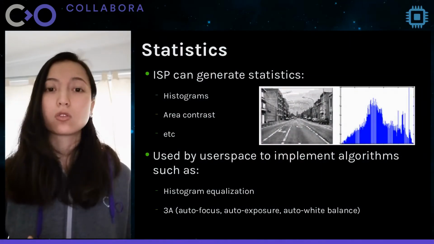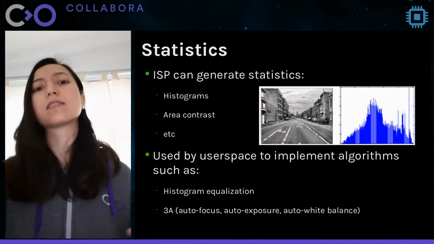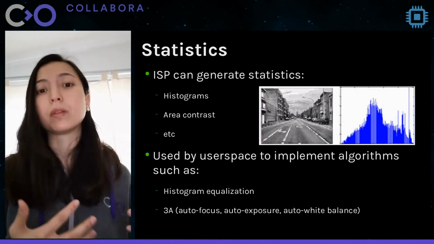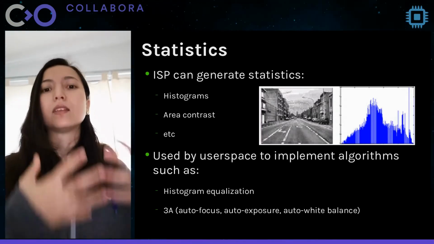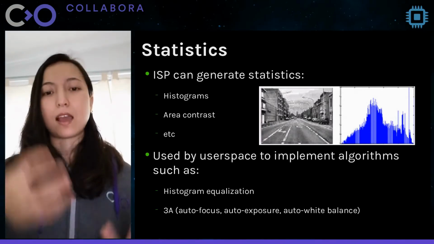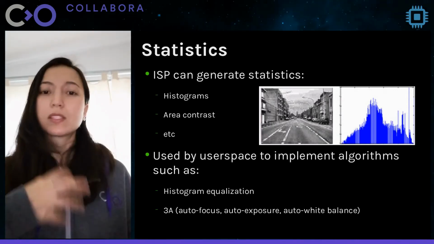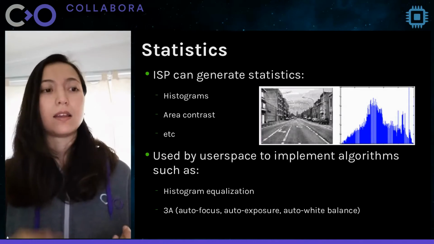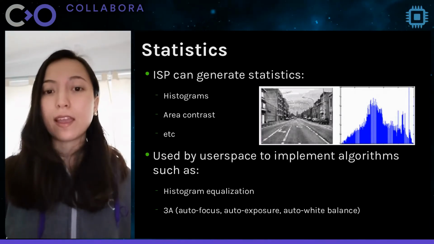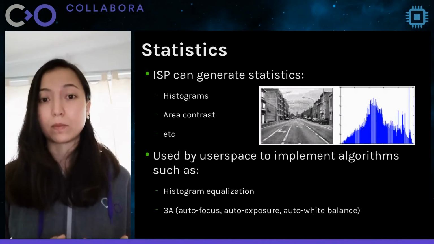An ISP can also generate some statistics, such as histogram, area contrast, and several others, that are used by the application to implement algorithms that can read those statistics and reparameterize the ISP to improve the image on the fly. Some examples of those algorithms are histogram equalization, and what we call 3A: autofocus, auto exposure, and auto white balance.